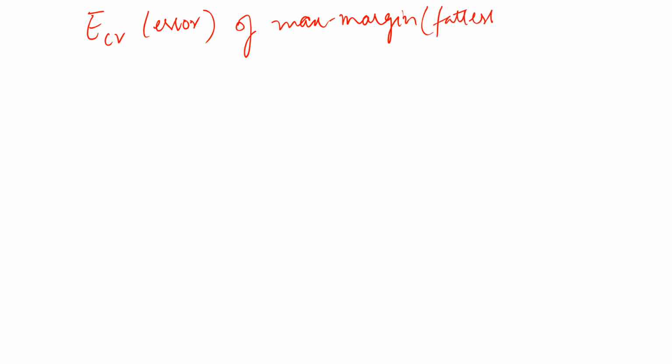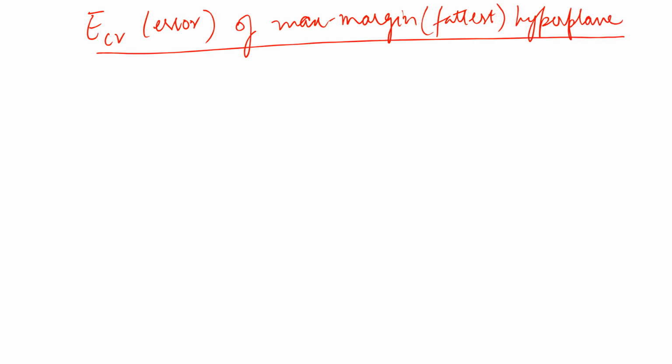cross-validation error, or ECV or CV error, whatever you like to call it, of the maximum margin separating hyperplane, or the maximum margin fattest hyperplane. Let's look at what this gives us.